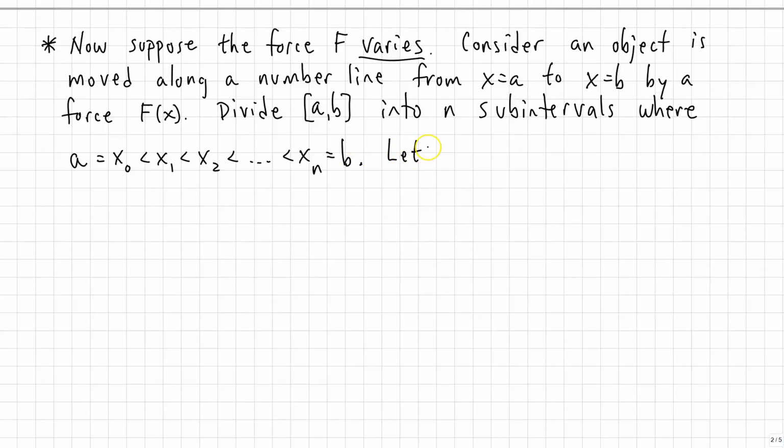We're going to let the change in x sub i be the width of a particular subinterval, so x sub i minus x sub i minus 1. So this is the width of the ith subinterval. Let's say i was 2. Then you'd be going x2 minus x1. That'd be the second subinterval, because x0 to x1 is the first subinterval, and then x1 to x2 is the second subinterval.